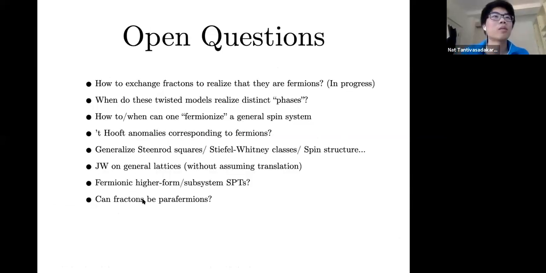So let me just conclude with some open questions. For example, for these models, how do we obtain fractons? How do we exchange fractons to realize that they're fermions? Or when do we know that these twisted models are distinct phases? Is the twisted Haah code a different phase, in quotes, whatever phase means for fractons, from the usual Haah code?